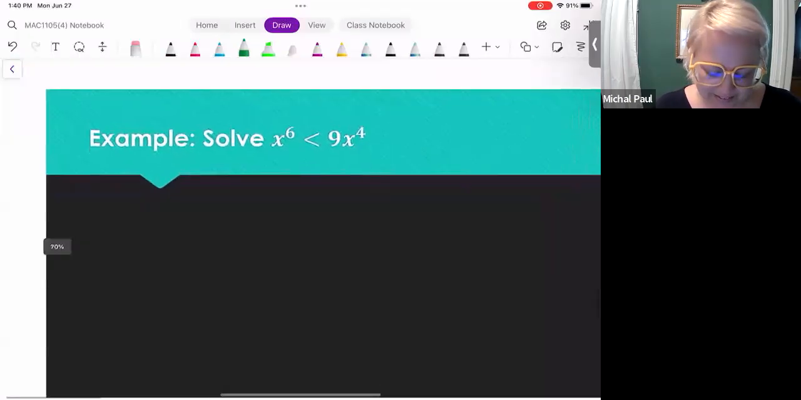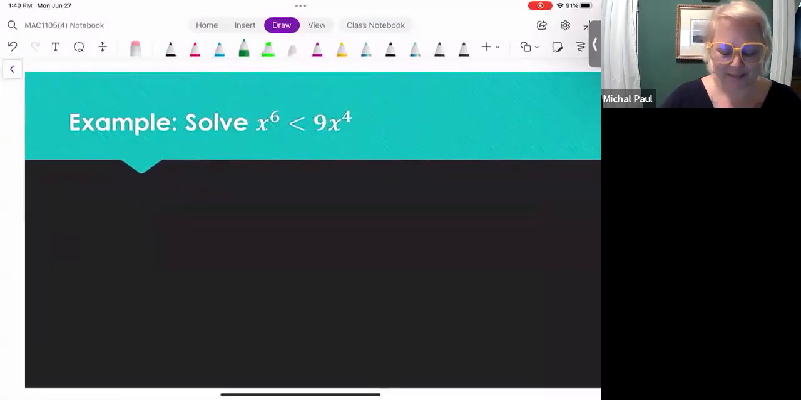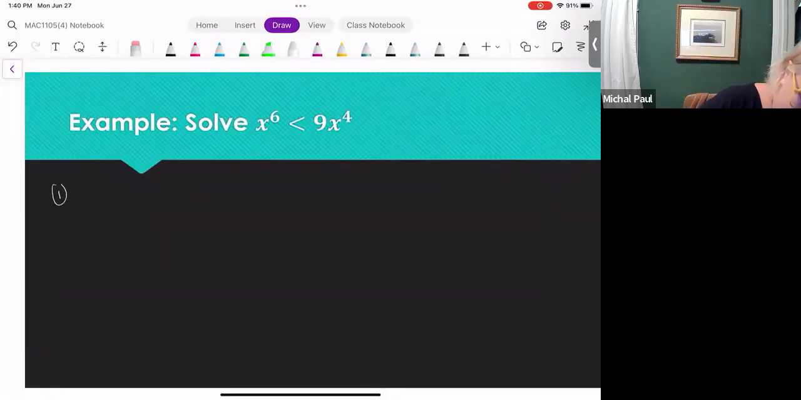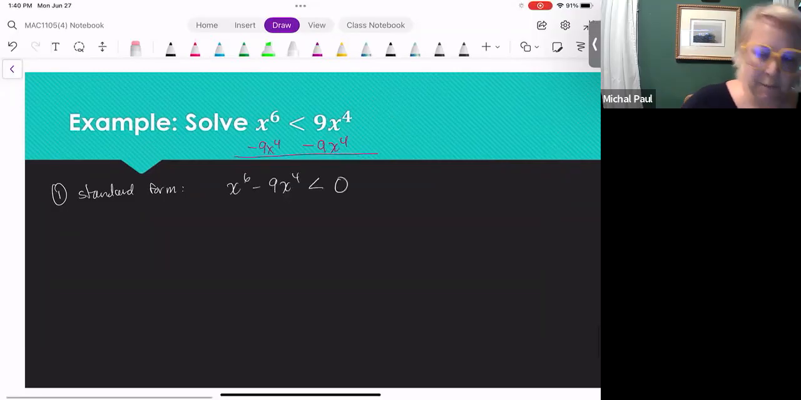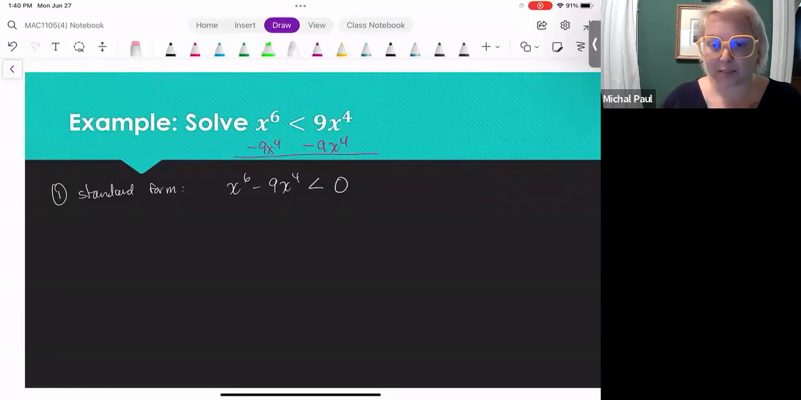It's fine. So here's another example. We're going to solve this equation. I chose this one because this is an example of where you want to write it in standard form first. To do that, I'm going to subtract 9x to the power of 4 from both sides. And that gives me x to the power of 6 minus 9x to the power of 4 less than 0. So I want to see where this function is below 0.